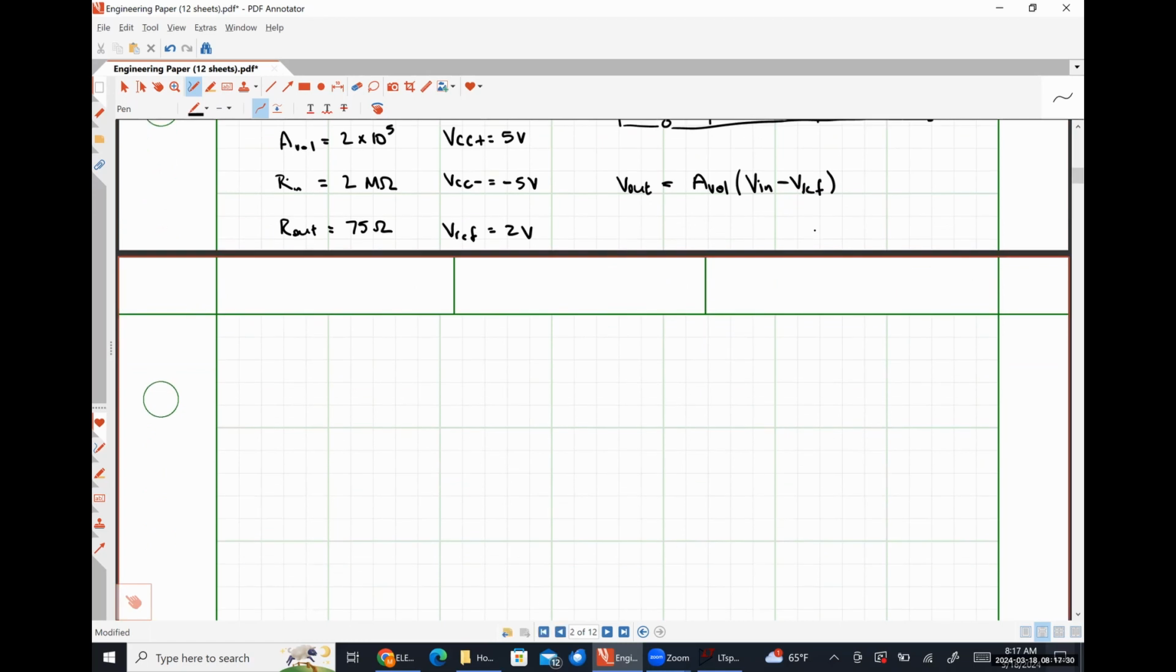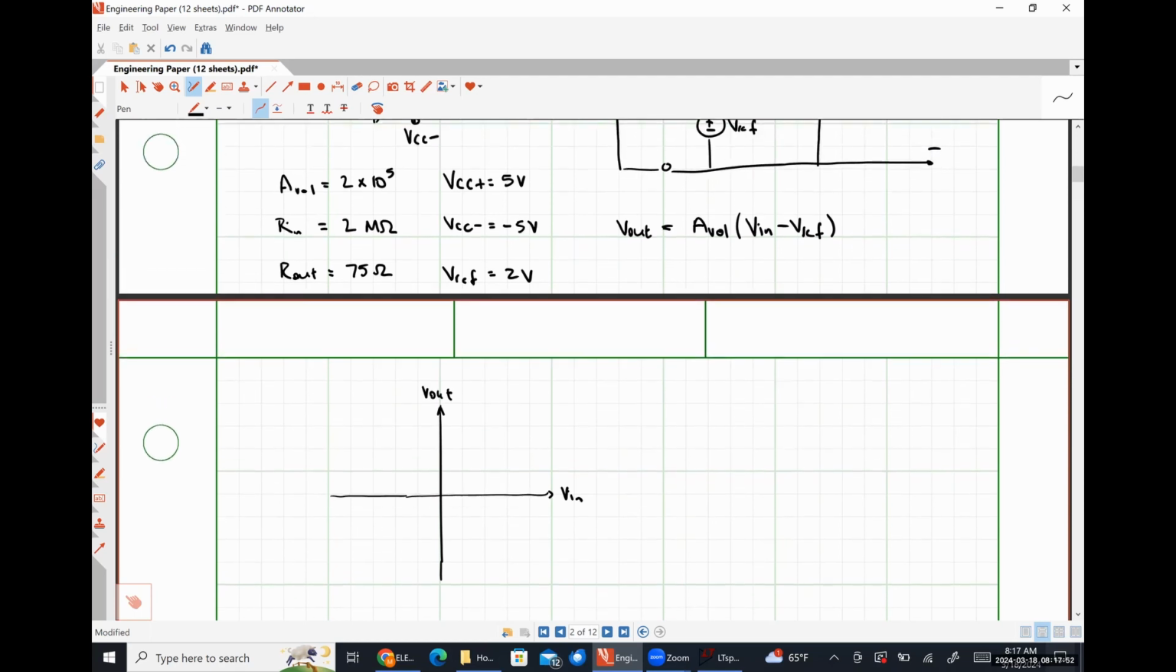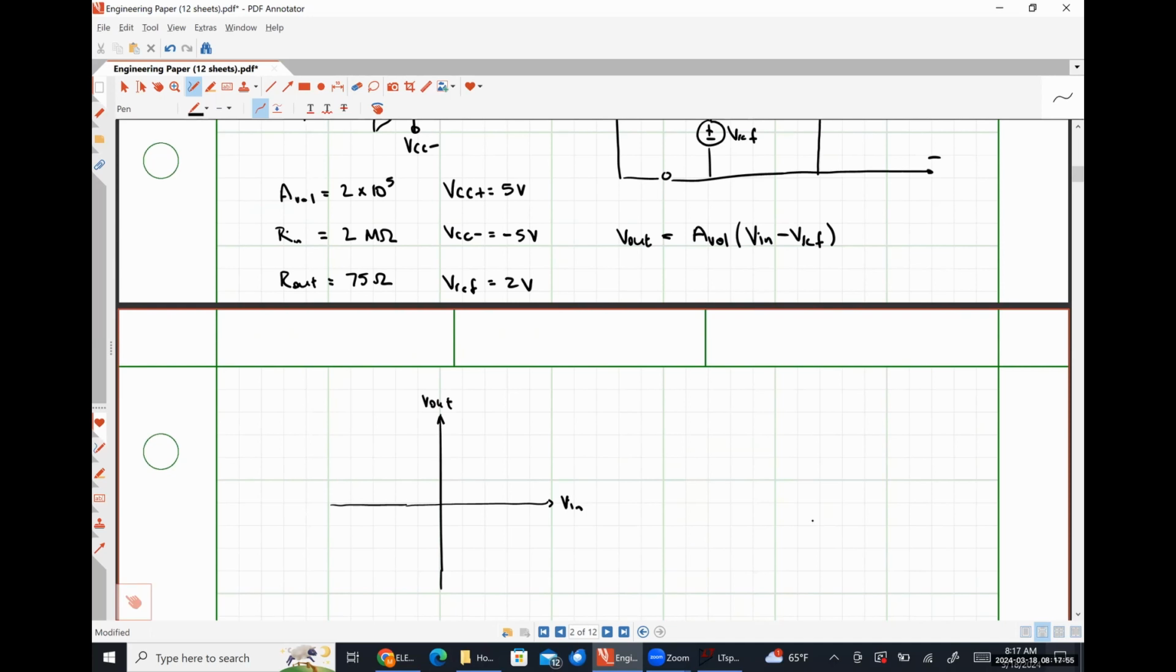So if we were to plot our output voltage as a function of our input voltage, we should come up with a curve that looks something like this, right? So let's start way to the left, okay? So let's say that Vn were negative 5 volts. What should my output voltage be in that case?